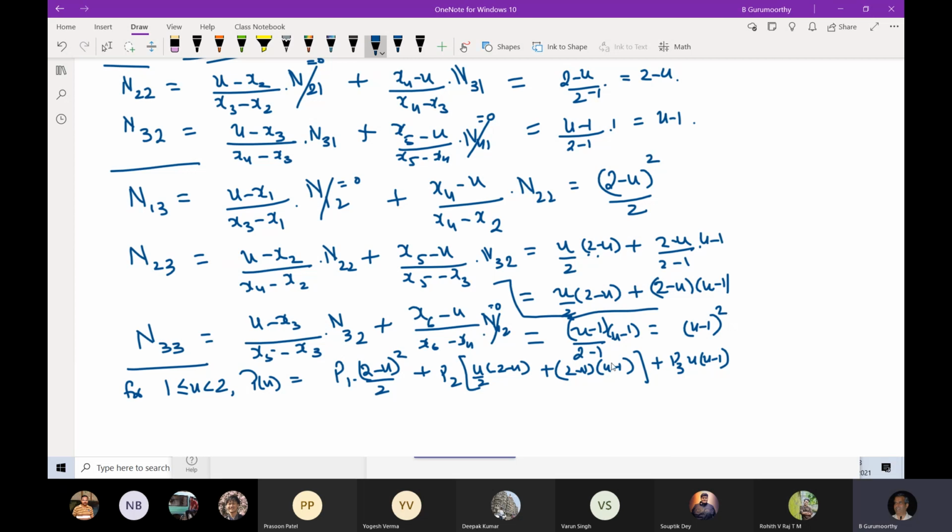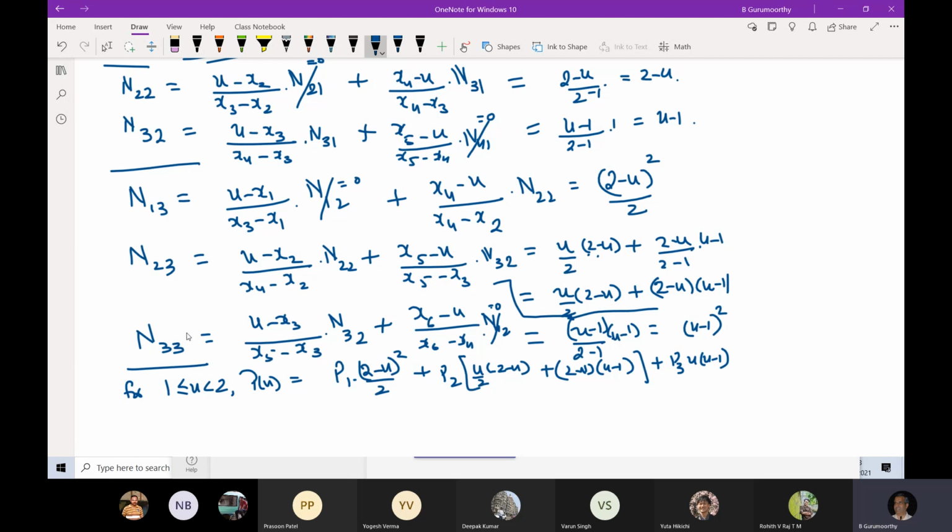Okay, so I was saying that this is x3. So u minus x3, but x3 is 1. Therefore, this is u minus 1. And n3,2 is also u minus 1. Therefore, this becomes u minus 1 whole square. And therefore, the expression for 1 to 2 is p1, n1,3. n1,3 is 2 minus u whole square by 2.